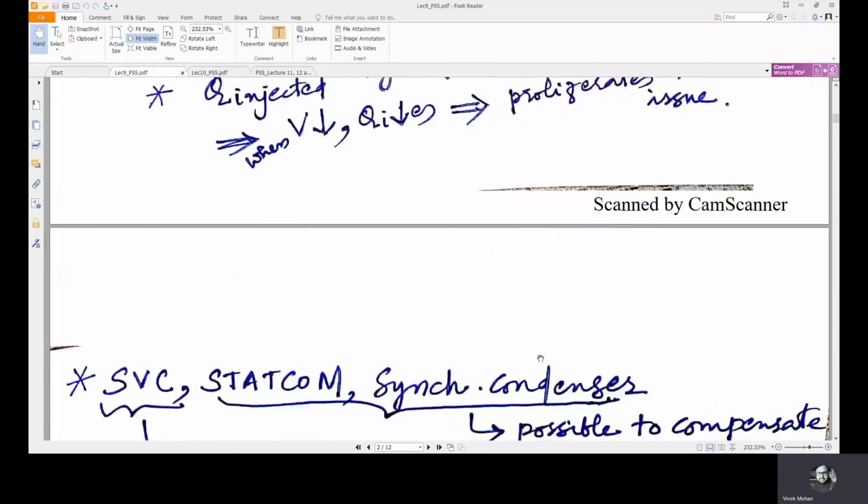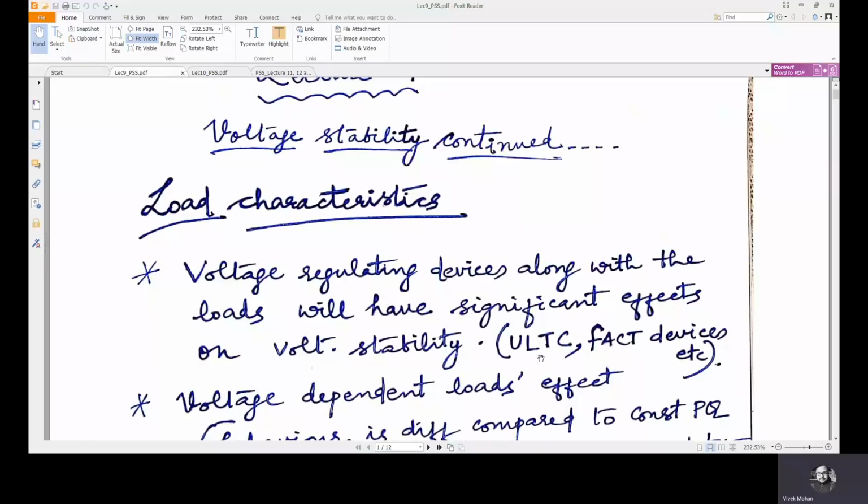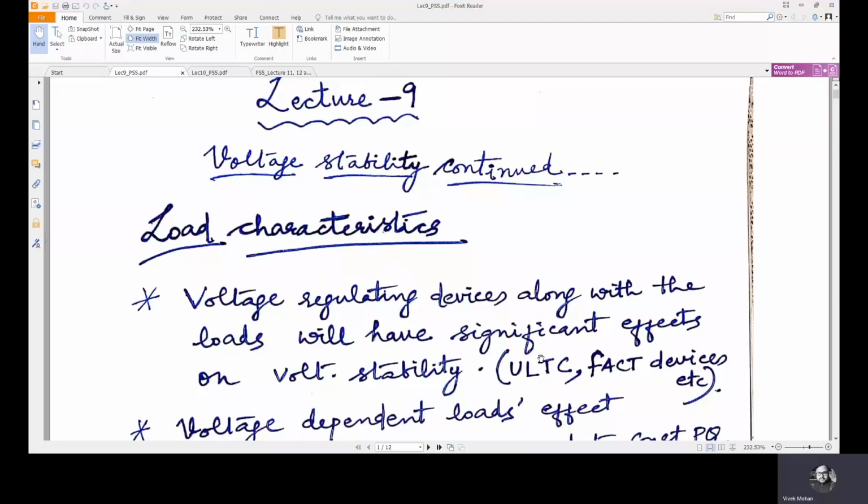So these are the effects of different reactive power compensating devices and load characteristics on voltage instability or voltage stability. Now, in the coming lecture, the continuation of this is to start with the QV curve, how we will analyze the QV curve and how we will generate the QV curve. Thank you.